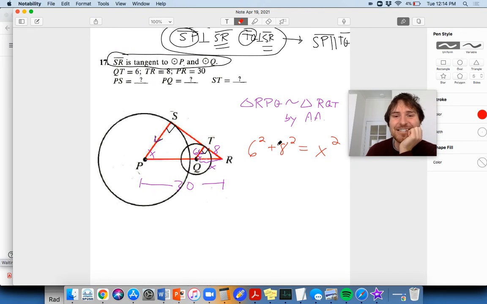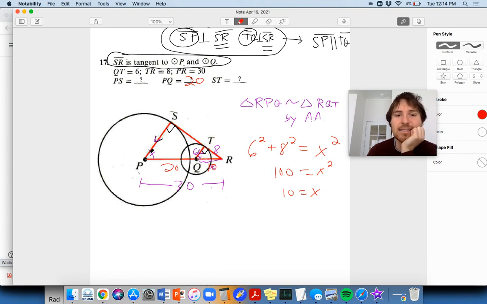But anyways, 36 plus 64 equals 100. Take the square root of both sides. There we go. This is going to be 10. QR is 10 right there, my friends. So we don't need that here, but we can get PQ. PQ is then going to have to be 20, right? Because 10 plus 20 equals this 30 that we have here. There we go. Fill it in. We get 20 for PQ.